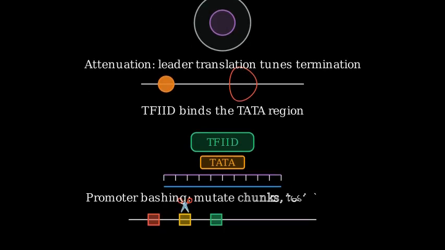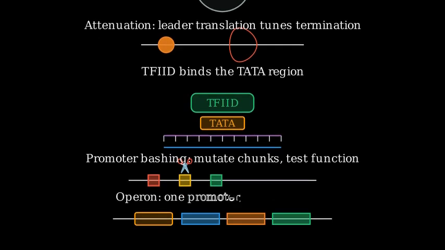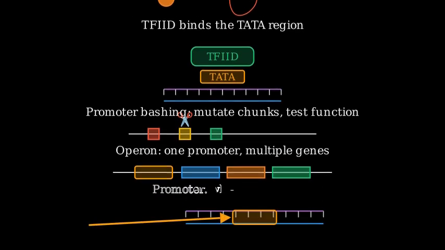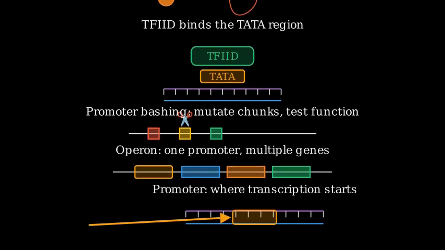R. Promoter bashing, mutating promoter segments to map functional parts. S. Operon, multiple genes under a single promoter in bacteria. T. Promoter, the DNA sequence where transcription begins.